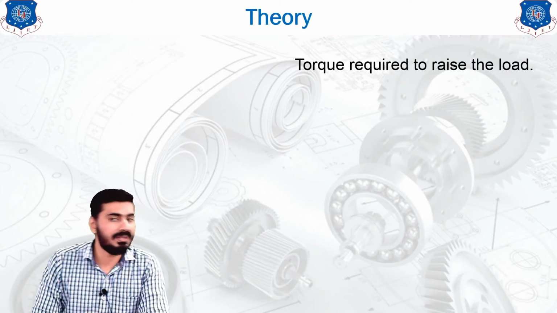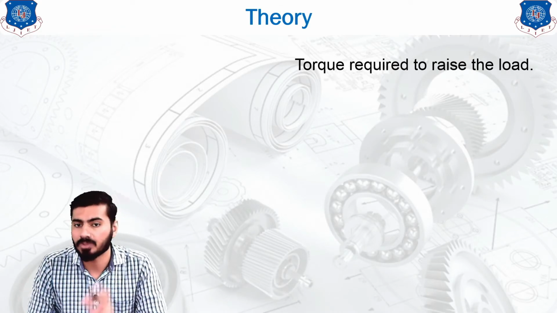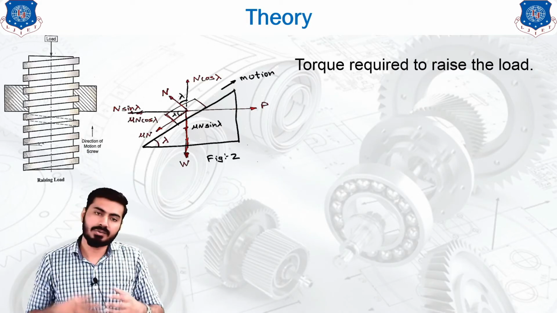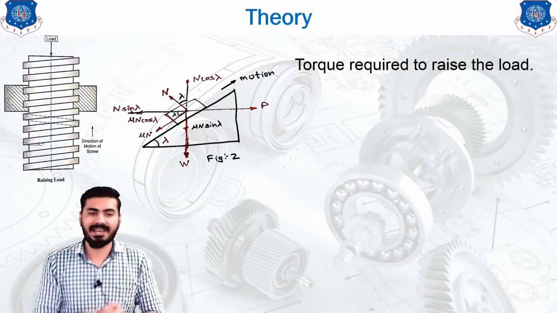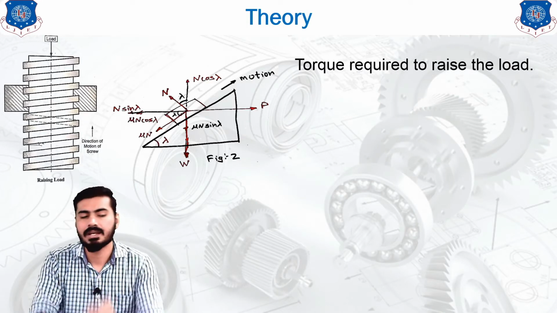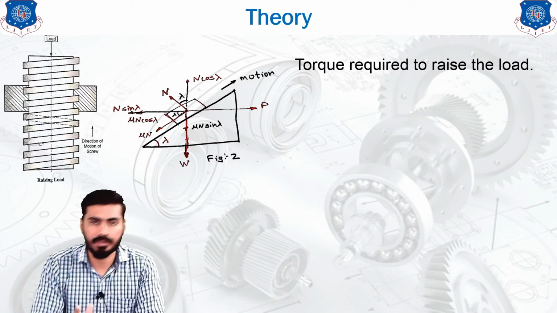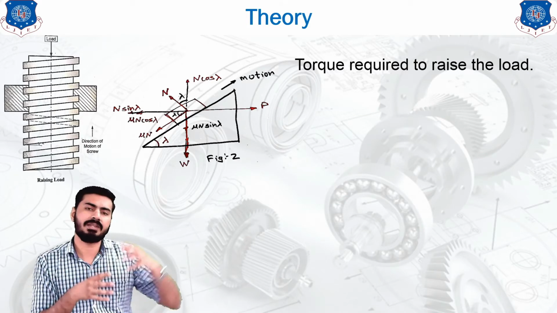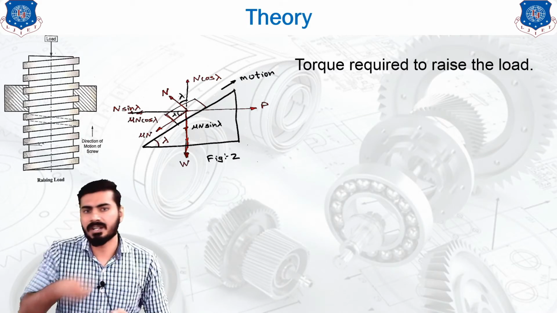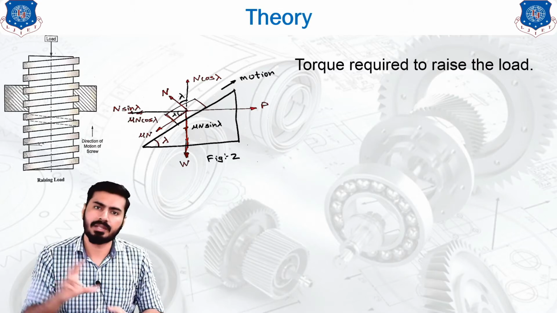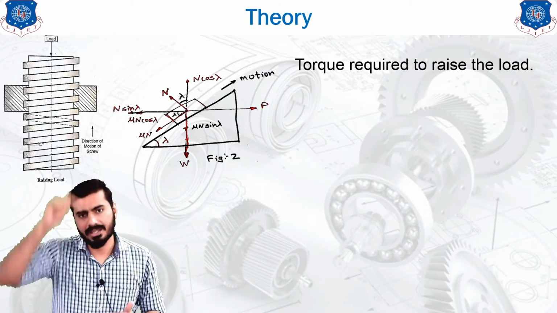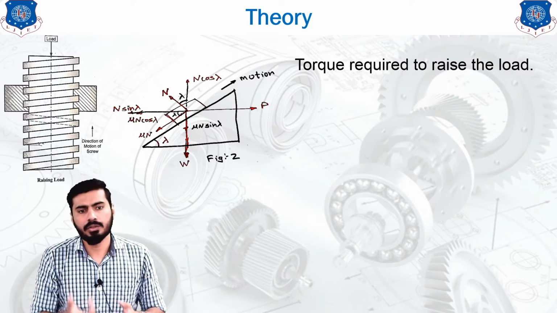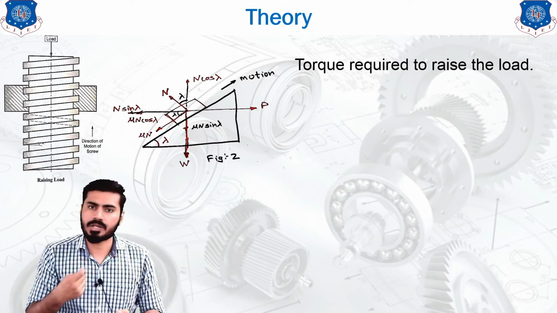Now we will see another theoretical part, the torque required to raise the load. The torque required to raise the load is represented in the diagram like this, where you will be able to connect this diagram with the phenomenon of lifting a car with a screw jack, where the load is vertically downward, the weight of the car, and you need to lift the car with the help of the rotation of the screw.